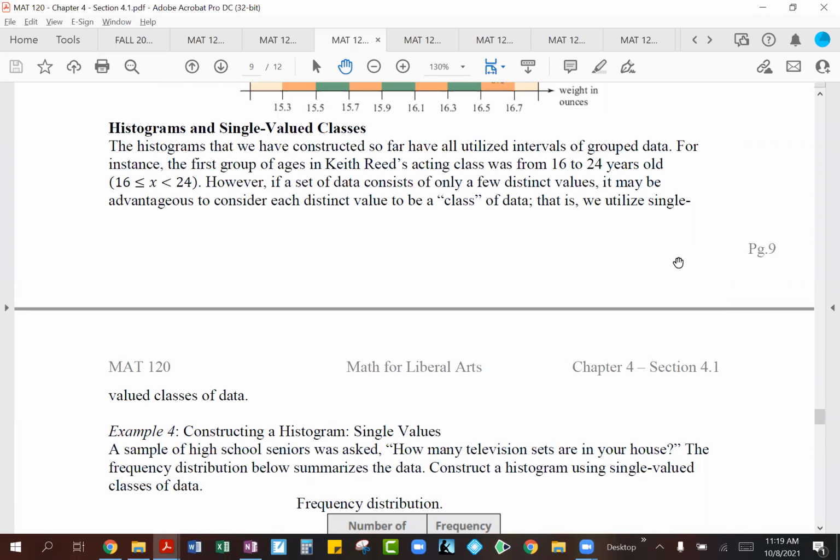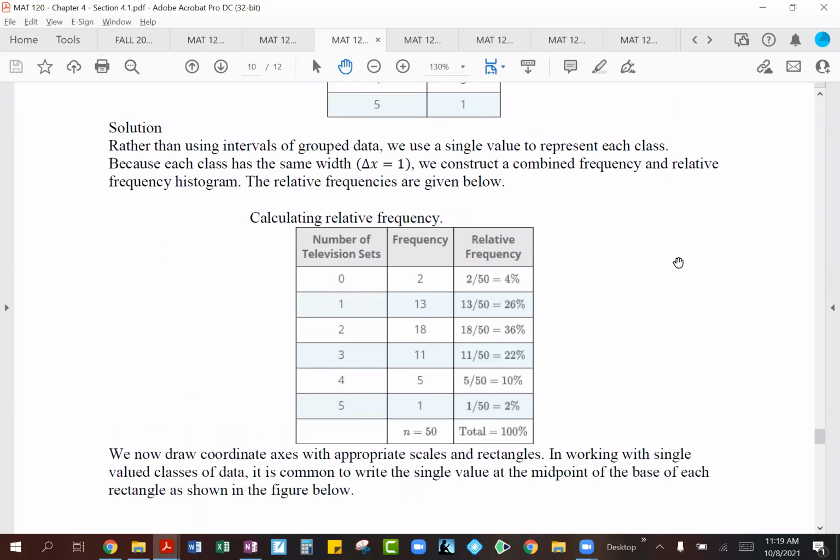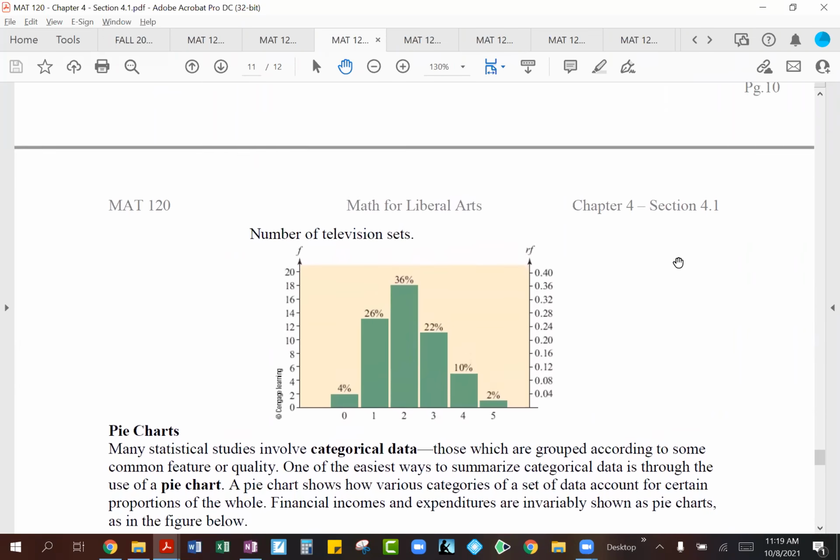Of course, you can have histograms where you just have single values in your distribution, right? So instead of having those classes with the upper limit and the lower limit, even if you have single values, you are still able to create a histogram based on that. So that's what this example goes over.